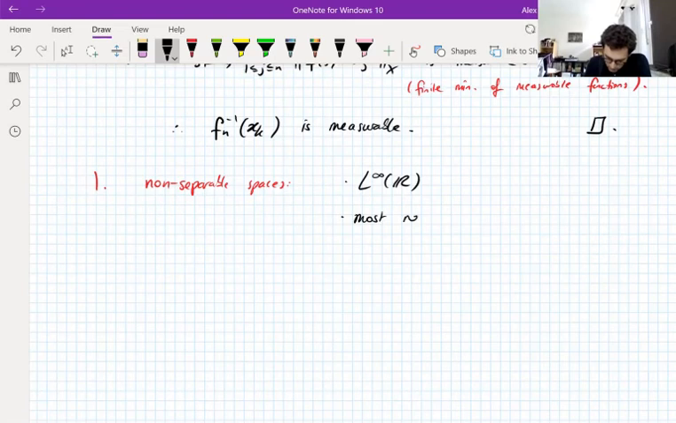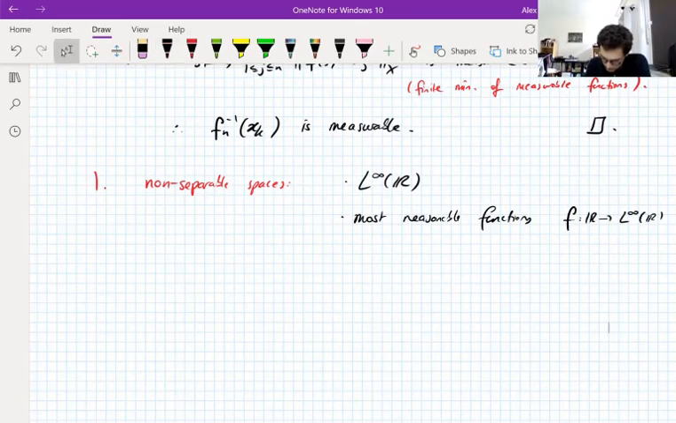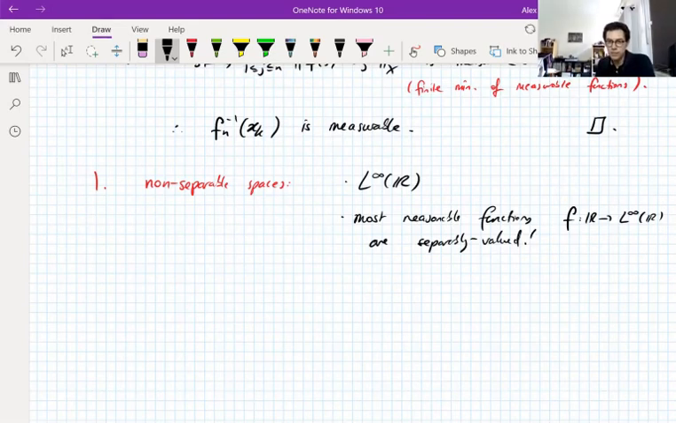most reasonable functions, say f from R to L infinity, are still separably valued. So even though your target space is not separable, a lot of the functions you're given are going to end up being separably valued. So they can still use this theorem.